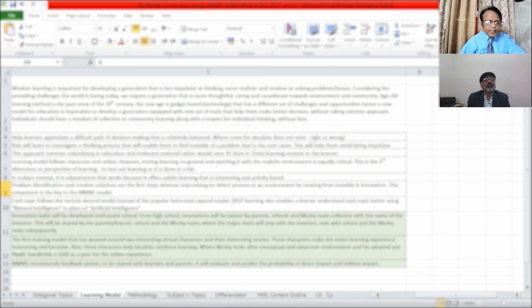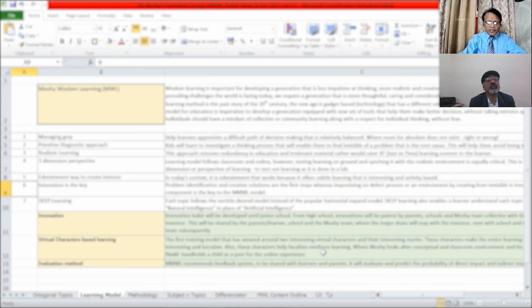Individuals should have a mindset of collective or community learning along with a respect for individual thinking without fear. So we are saying that individual learning and individual existence are important, but at the same time, community and society should not be forgotten. Collective learning and individual learning should go hand in hand. This is what is being discussed. Then I am saying managing is gray, primitive diagnostic approach. These are the models that have been considered for developing the content. Realistic learning: we want learning to be realistic, not theoretical.